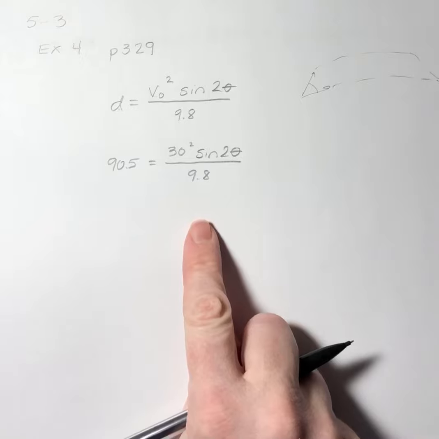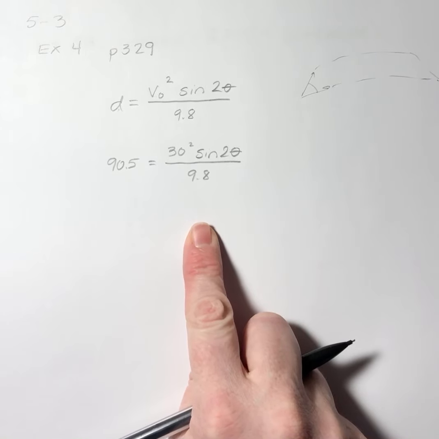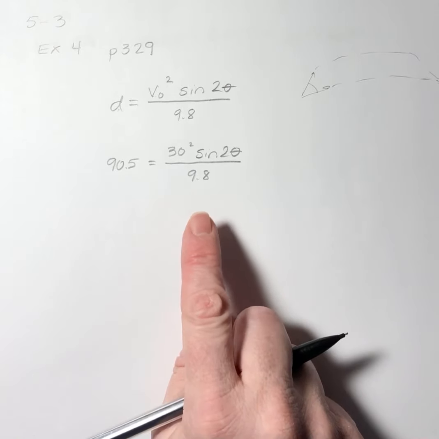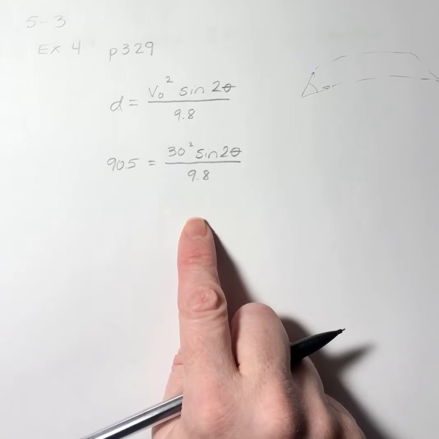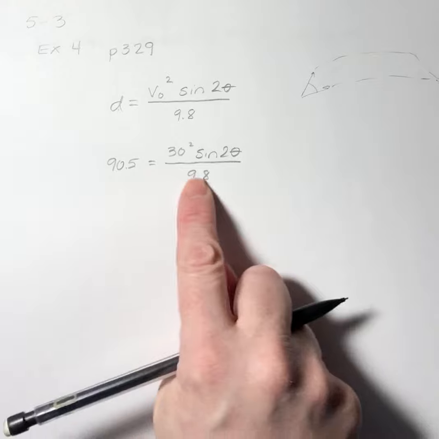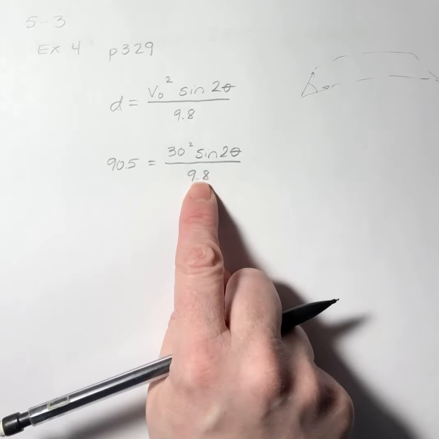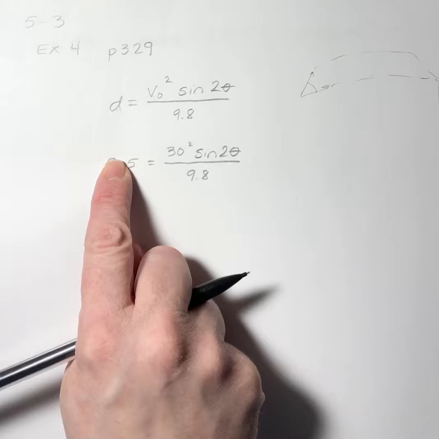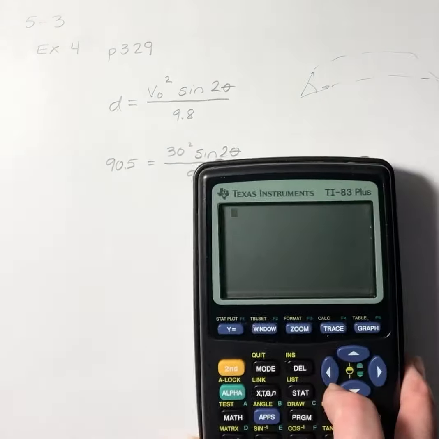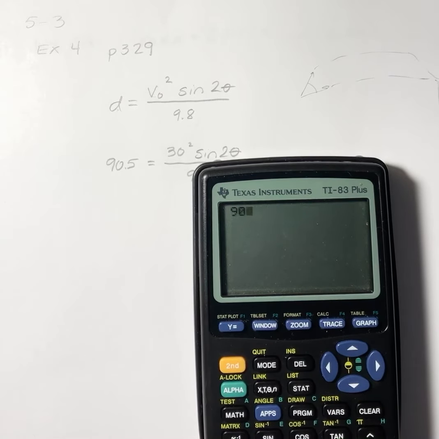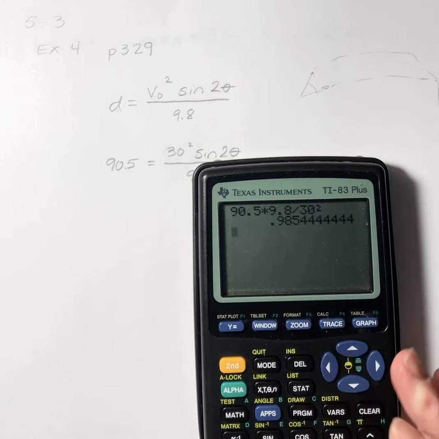Now this problem is going to be a little bit different than the problems that we've been doing because, number one, they're asking for the angles, and for this one they're looking in degrees. And these are not going to be nice numbers. So the first thing I need to do is multiply by 9.8 and then divide by 30 squared. I can do that all on my calculator: 90.5 times 9.8, divided by 30 squared. So this is about 0.985.